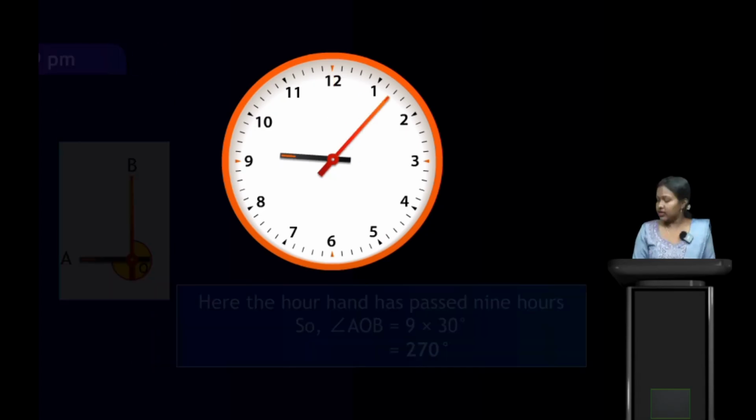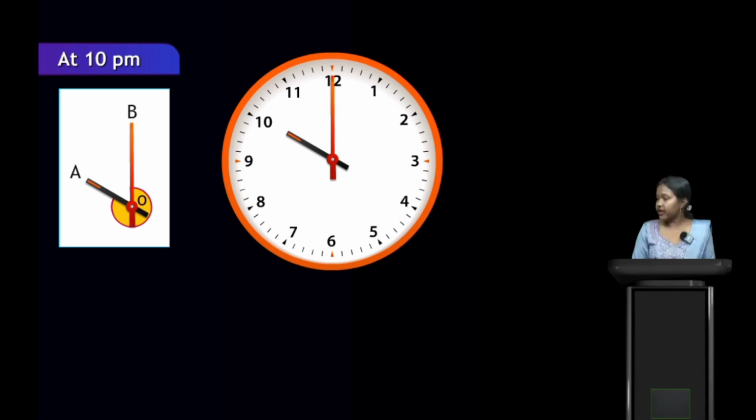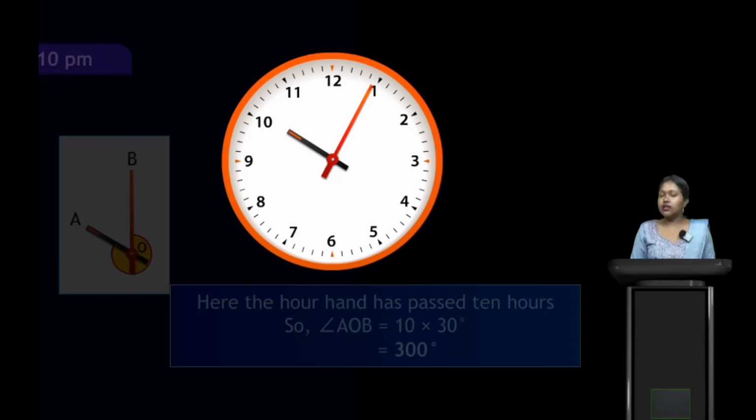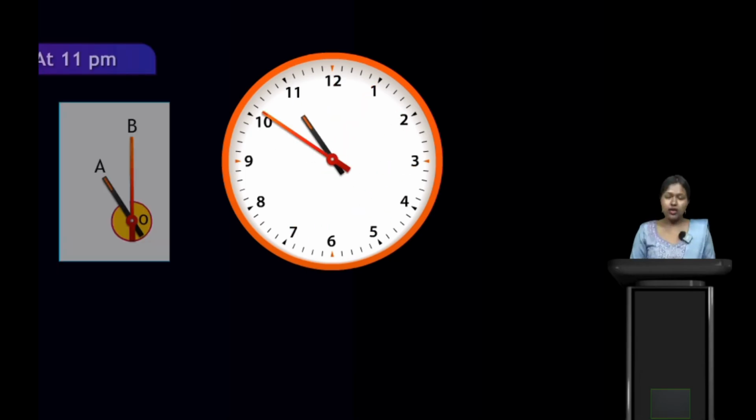So the answer is 270. Now let's see the next. When it is 10 p.m., what would be your answer? How many times 30, 30, 30 it moved? Total 10 times. So what would be your answer in this case? 10 into 30 degree, that means 300 degree.